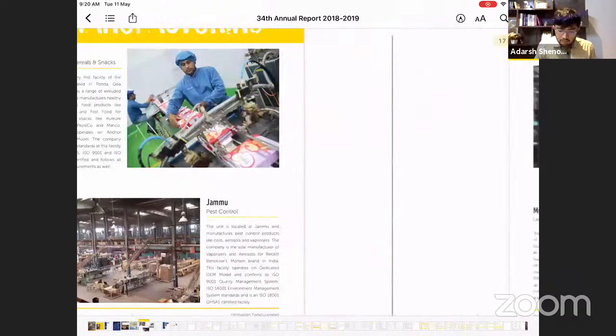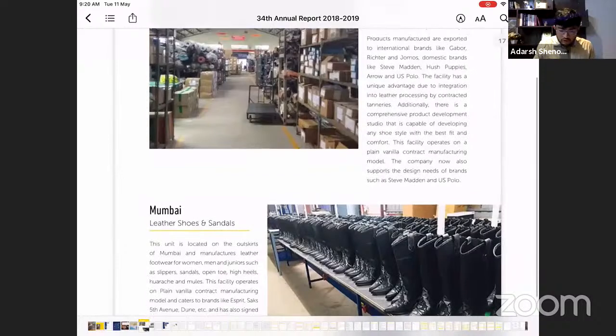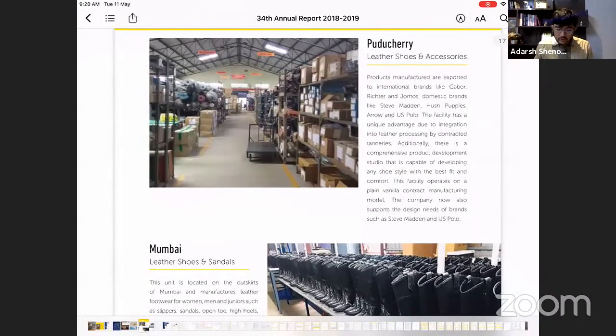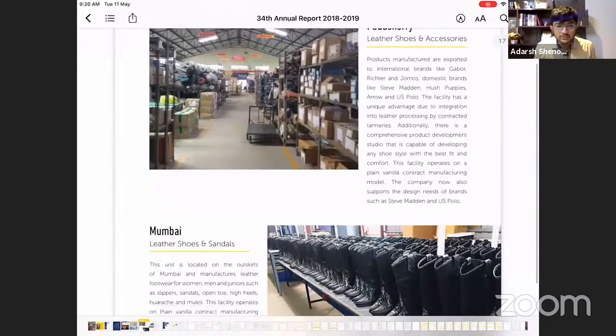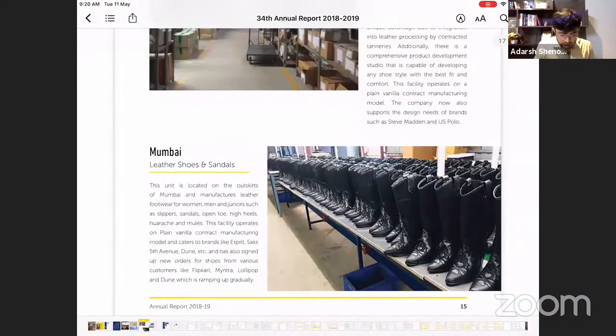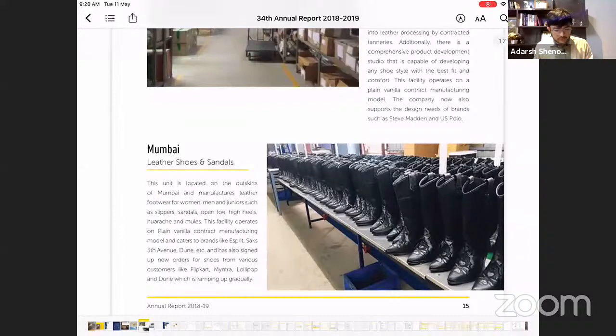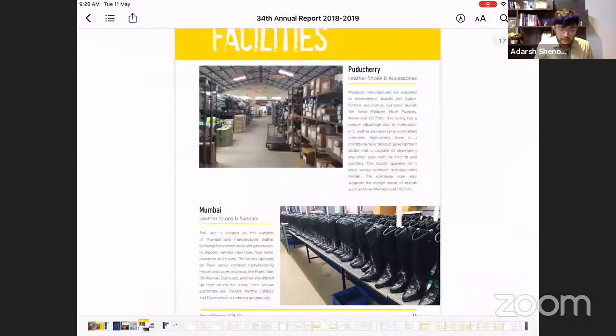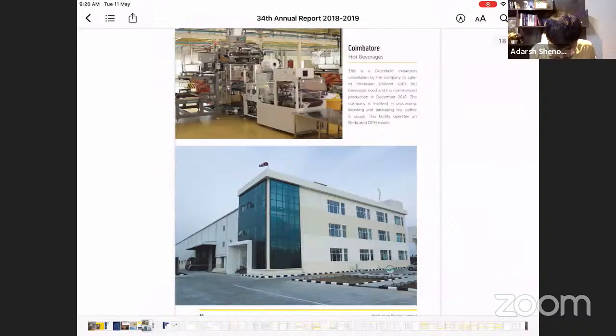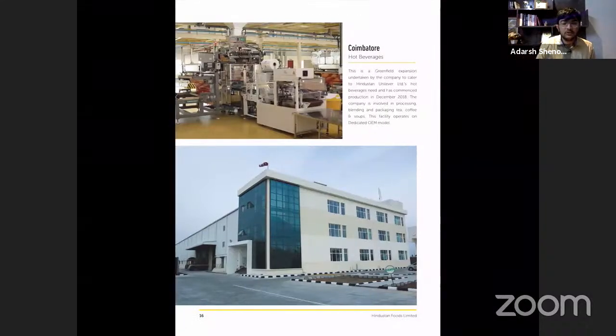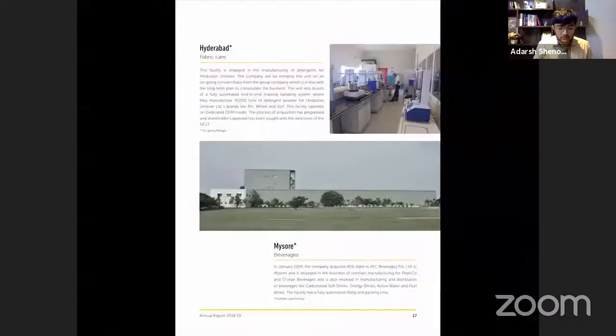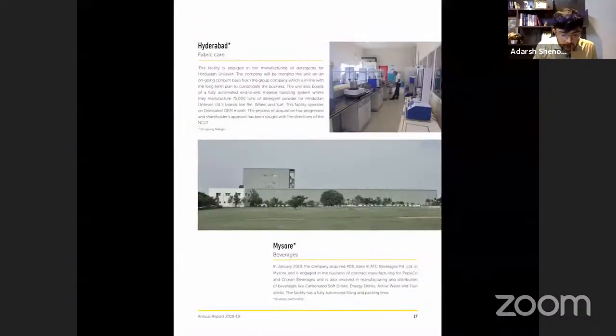In Pondicherry, they have shoes, leather shoes and accessories. Steve Madden, US Polo. I'm sure some of you have heard about these brands. Even in Mumbai, they have something similar for customers like Flipkart, Myntra and all that. They sell it over here. Dune, Fifth Avenue, Esprit. All these shoes are made by this company for the Indian market. Hot beverages, you can see. I'm just telling you what all they do. Packaging of tea, coffee, and soaps. They have all these brands, HUL's branding they put and they sell from there.